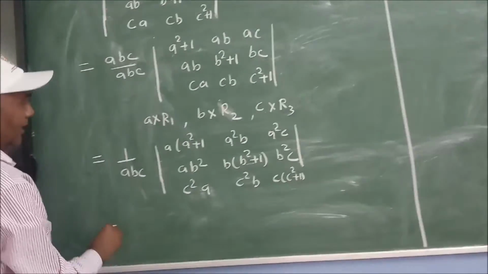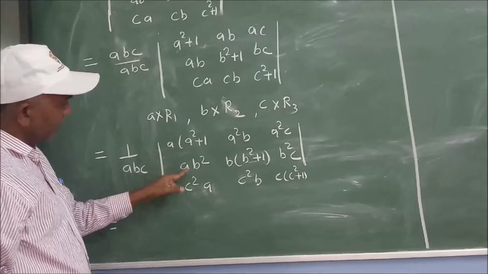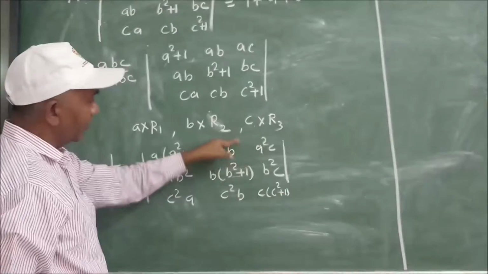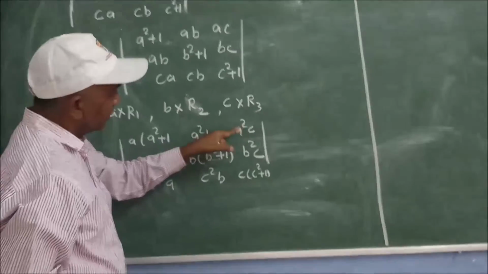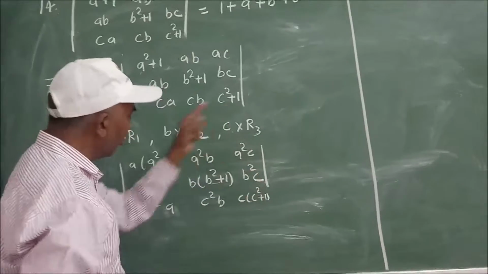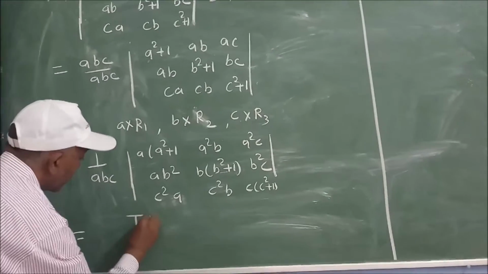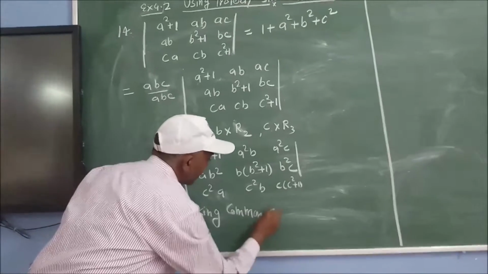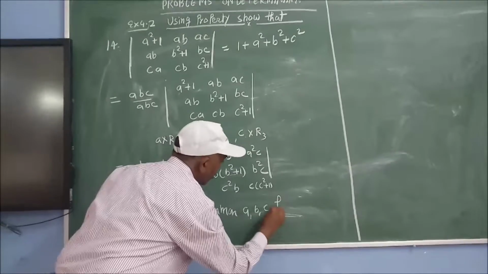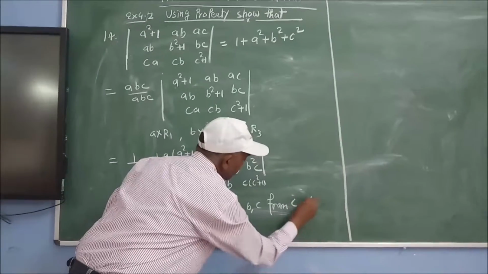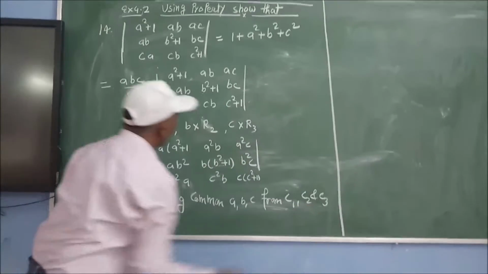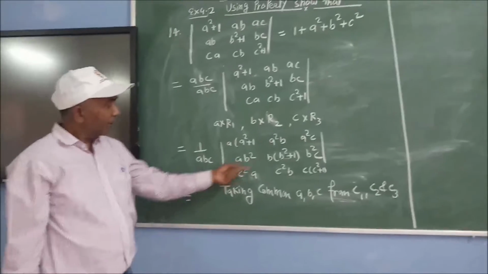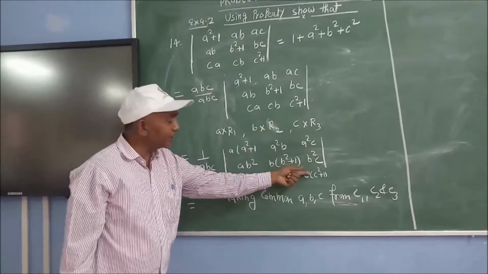So this can be written as, again see here, a we can take as common from c1, and b we can take common from c2, and c we can take common from c3. So taking common abc from c1, c2 and c3. Here what we did is that we took a common from c1 column, b from c2 and c from c3 common.